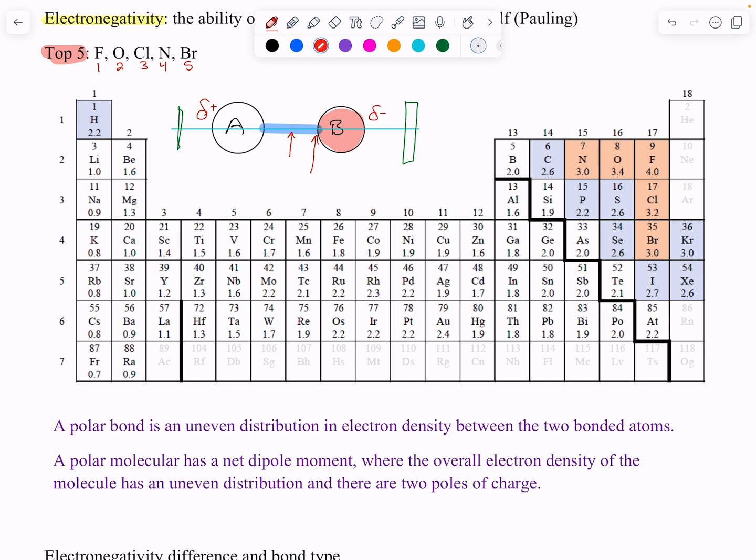Linus Pauling came up with the scale, and fluorine is number 1, oxygen's 2, chlorine 3, and so on, going from fluorine down to francium. That's your trend. It's a trend, and not everything follows the trend perfectly, but that's the trend. And of course, we have the stairs here.